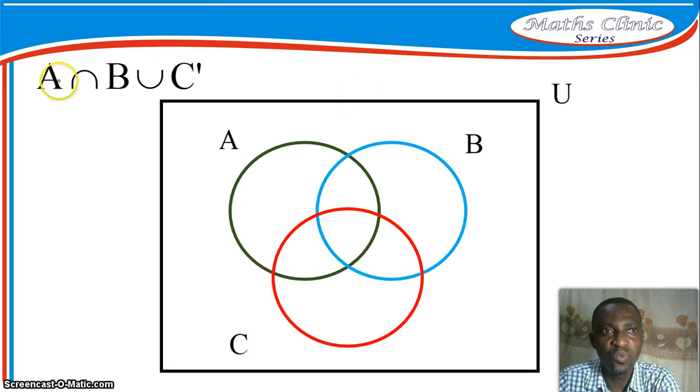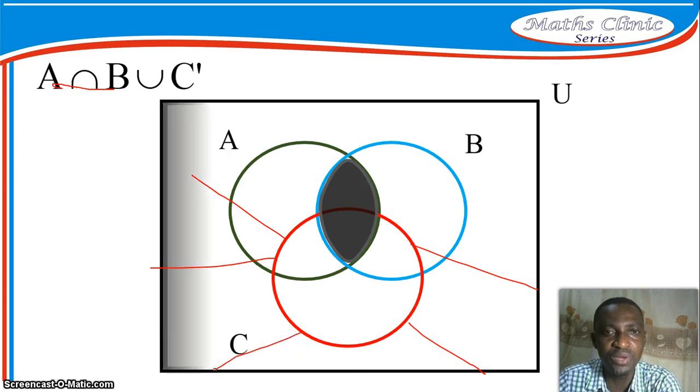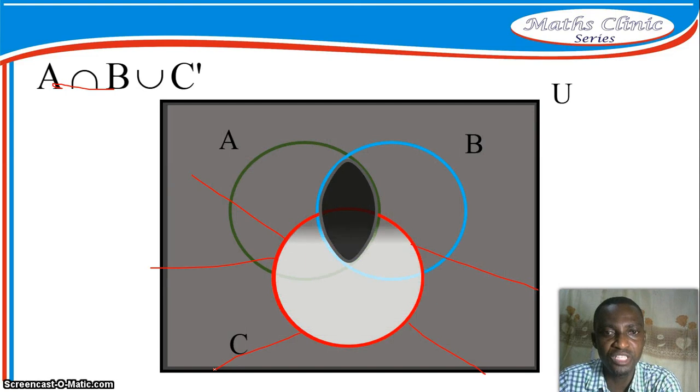Alright, so here, what is A intersection B? Let's look at A intersection B alone. That means we are looking at everything in A intersection B. Then union C complement. You know, C complement is everything outside C. And so if we are taking the union with everything outside C, then we are looking at all with the exception of this part of C that is not accepted. So we have everything with the exception of the white portion, and that is the representation of A intersection B union C complement.